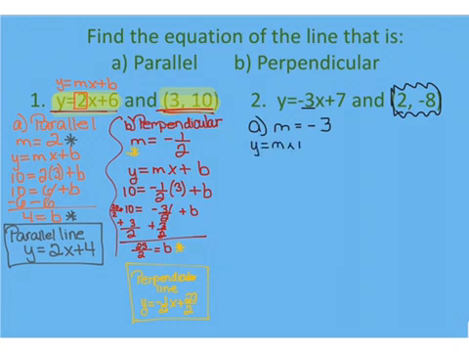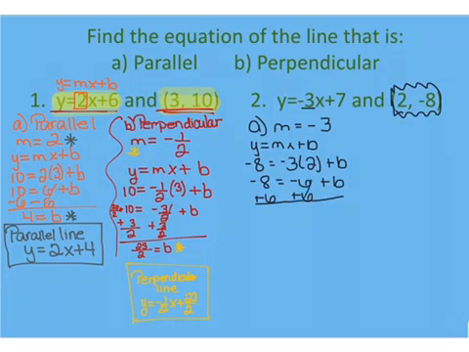So I use my equation of a line, y equals mx plus b. My y value is negative 8. My slope value is negative 3. My x is 2. And I am looking to find my b value. So negative 8 equals negative 6 plus b. I'm going to add 6 to both sides, and we will get that our b value is negative 2.